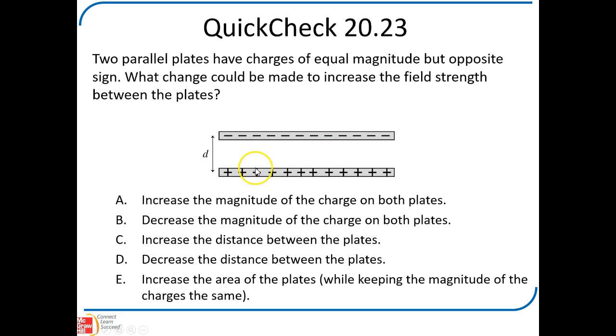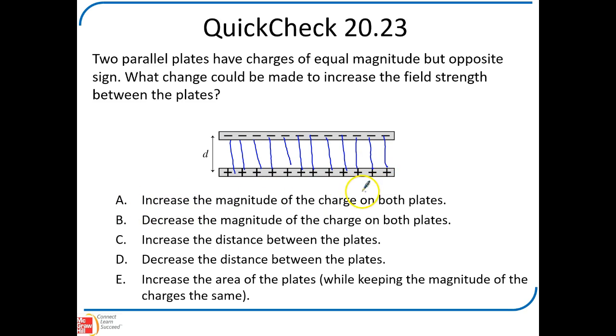So let's go ahead and take a look at QuickCheck 20.23. We have two parallel plates. They have charges of equal magnitude but opposite sign, and they want to know what change could be made to increase the field strength between the plates. So we want to increase the number of lines between the plates. One thing that I tell students is you can always know the number of field lines and the field strength by just connecting these two. So the number of charges here will do that. So that's one way to look at it.